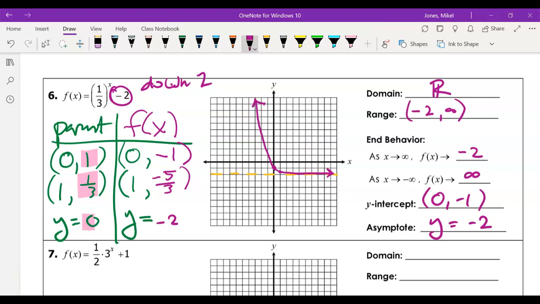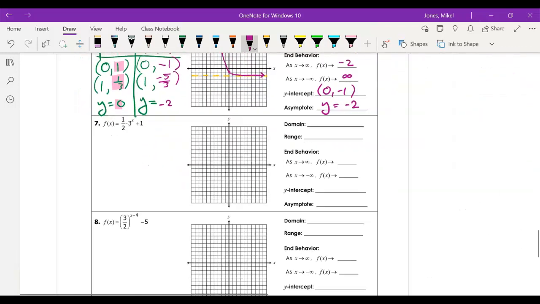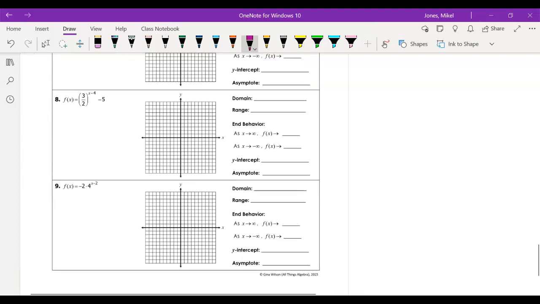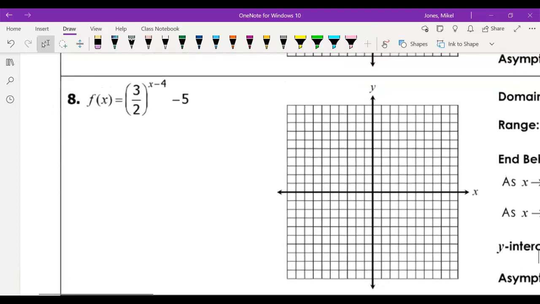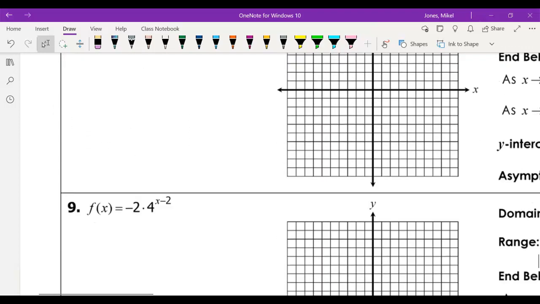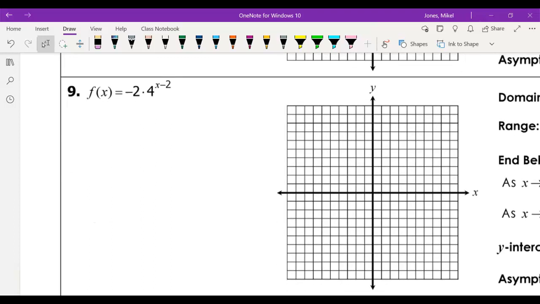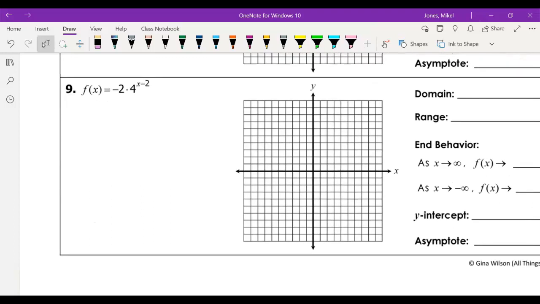Okay, how's this going for you guys? Is it making sense? Okay, I'm going to do one more with you, and then I'm going to have you do 2 on your own. So I'm going to pick maybe number 9 to do with you, just because it has that reflection in front.